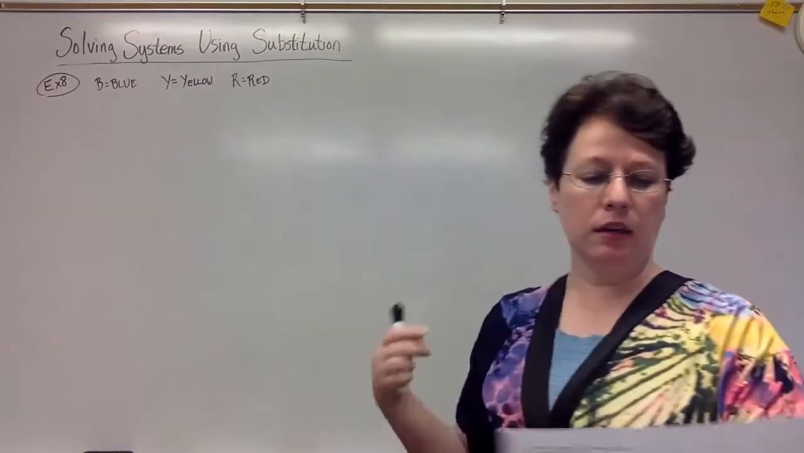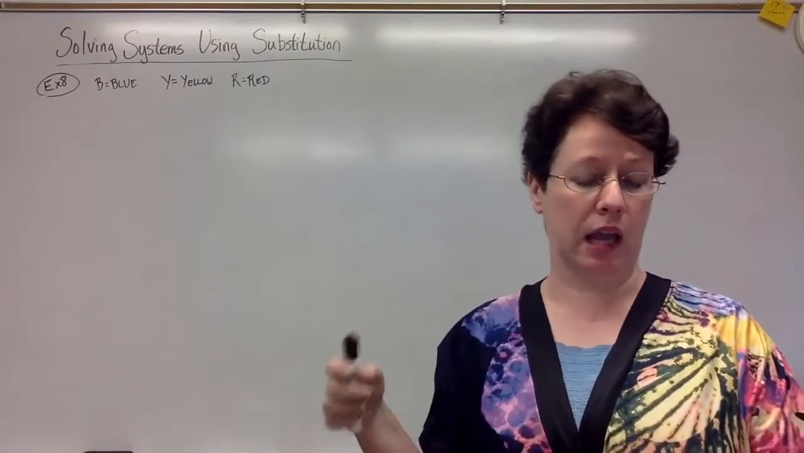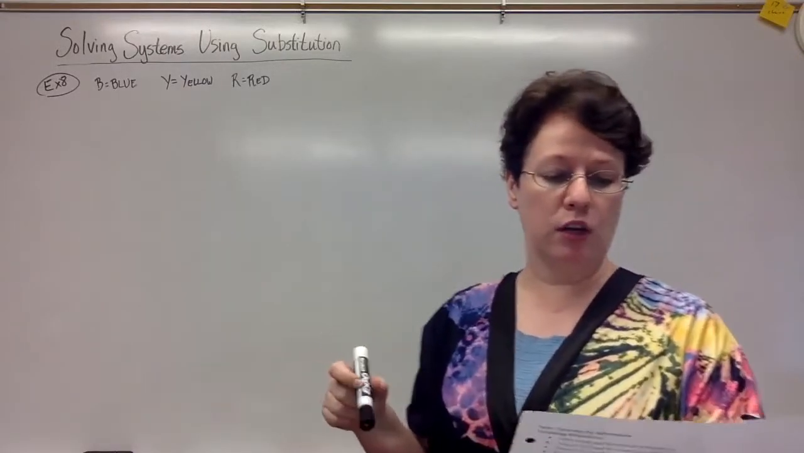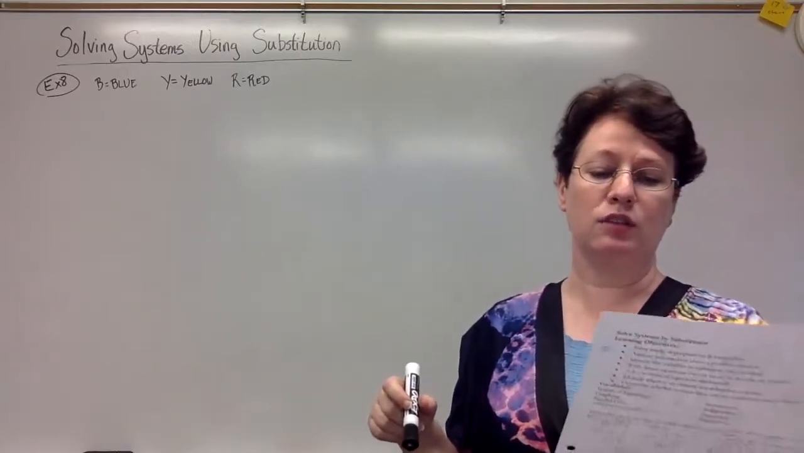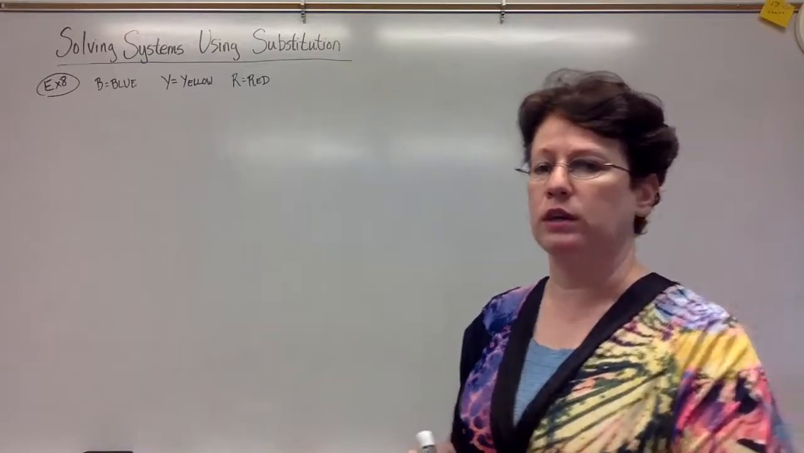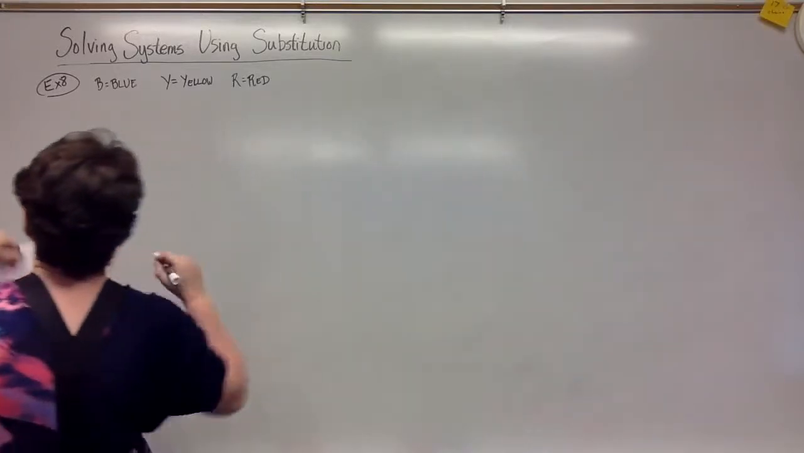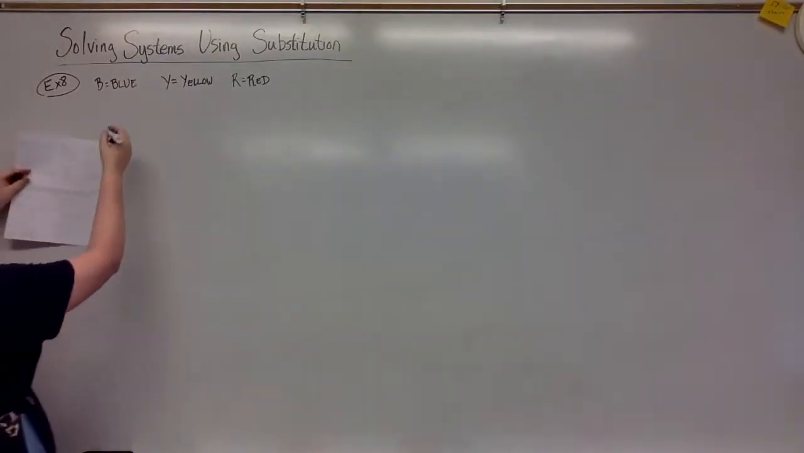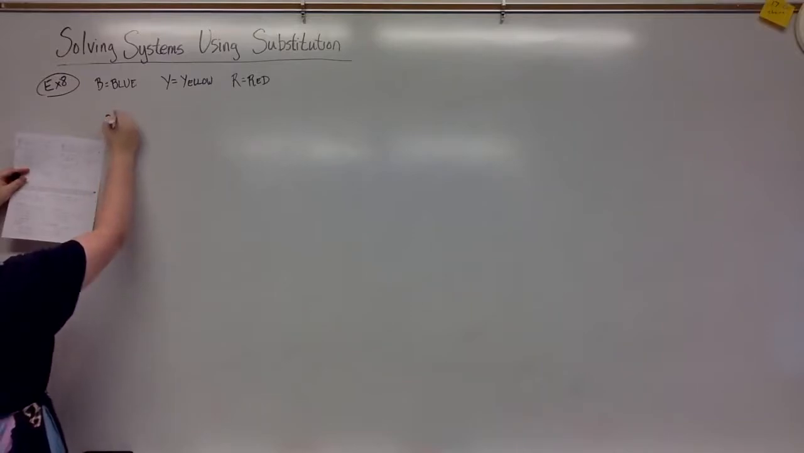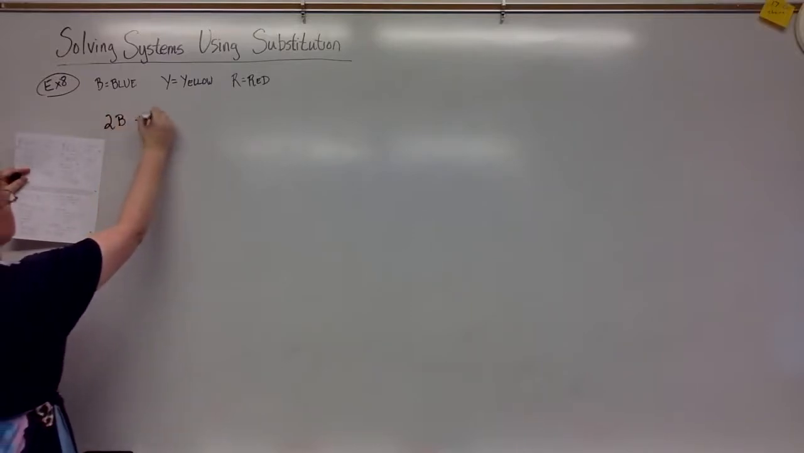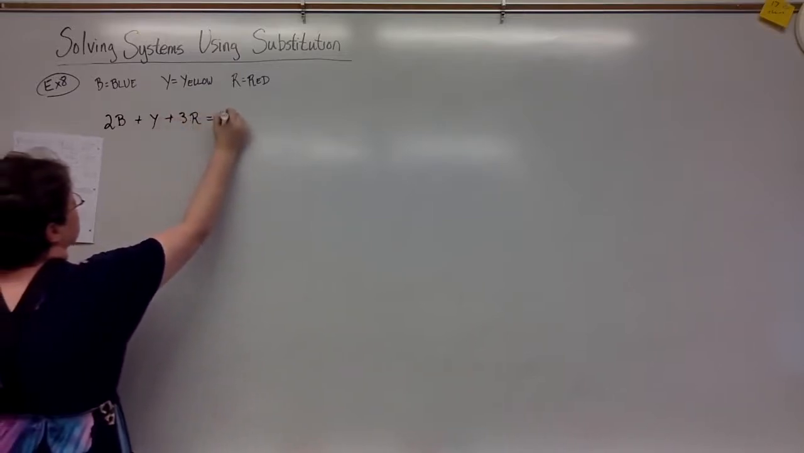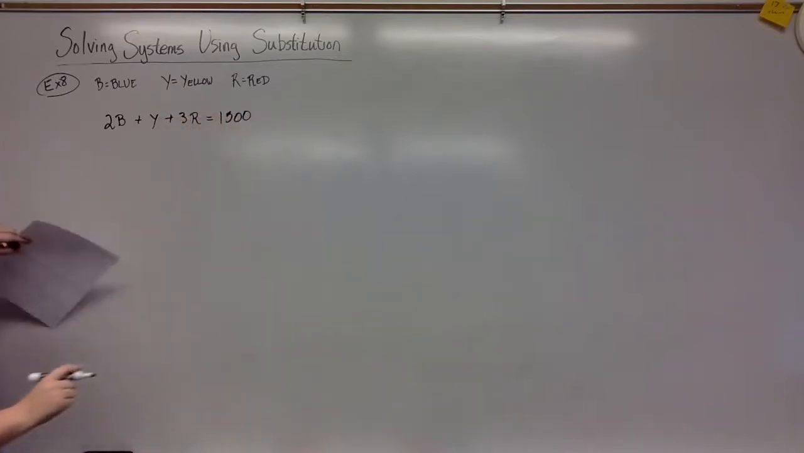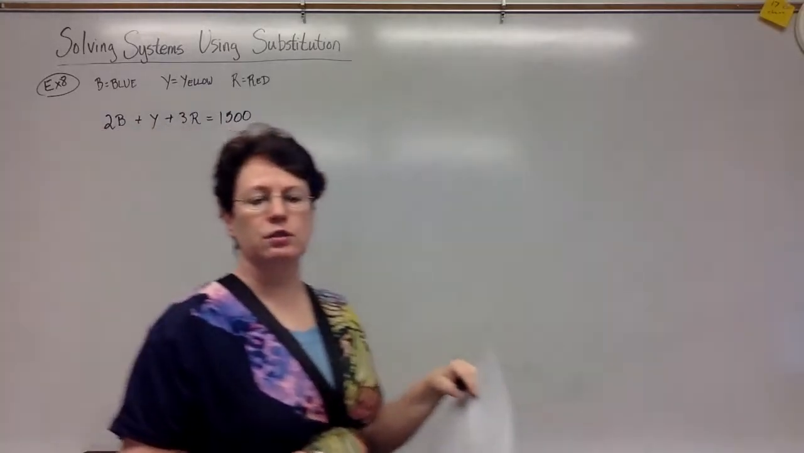So in example 8, we're with Sam at an arcade. And Sam won 2 blue tickets, 1 yellow ticket, and 3 red tickets for a total of 1,500 points. So I'm given a total. That means I need to add those 3 things together. So I have 2 blue plus 1 yellow plus 3 red, and that's going to equal 1,500. Okay? That's my first equation.